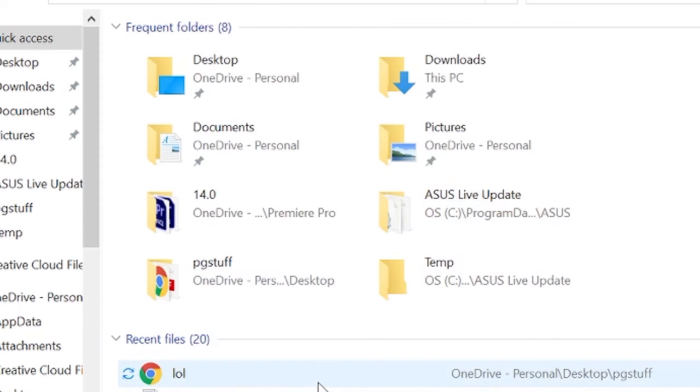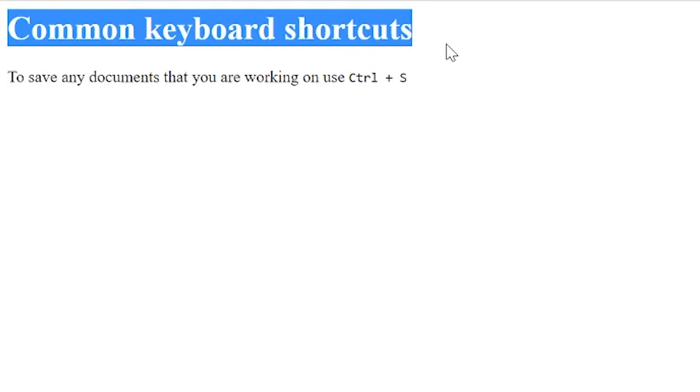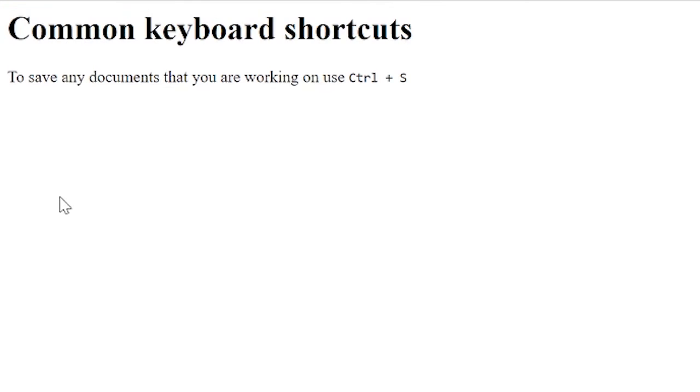And I just opened this, I double click this, and it's going to open up a new Chrome tab. So you see, here is our web page. We have common keyboard shortcuts, and our paragraph tag is here. To save any documents that you are working on, use Control plus S.